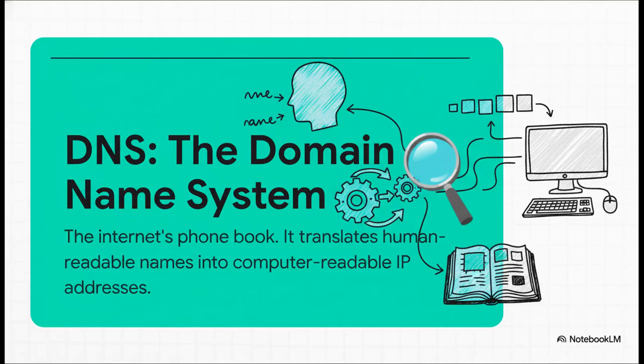Well, the easiest way to think about it is that the domain name system is literally the phone book for the entire internet. We humans, we're good with names like google.com. Computers, not so much. They speak in numbers. DNS is that crucial translator that connects the name we type to the number the network actually needs to work.